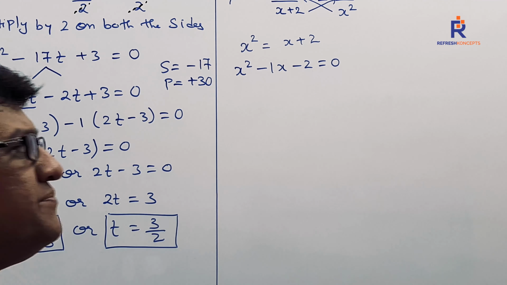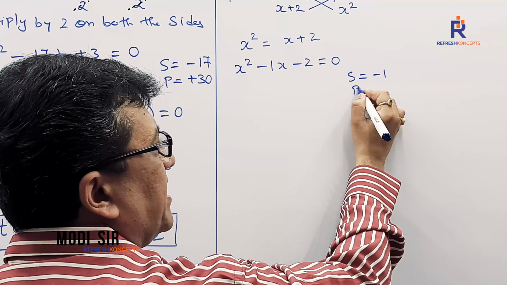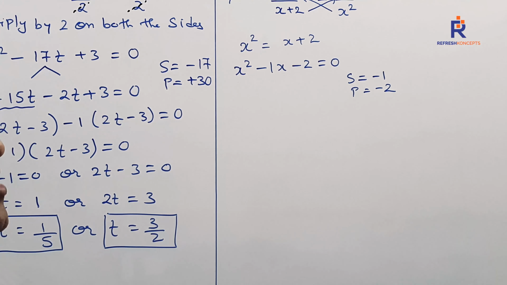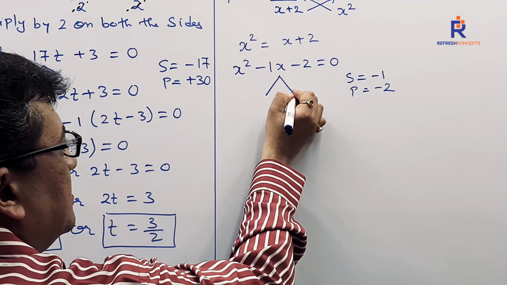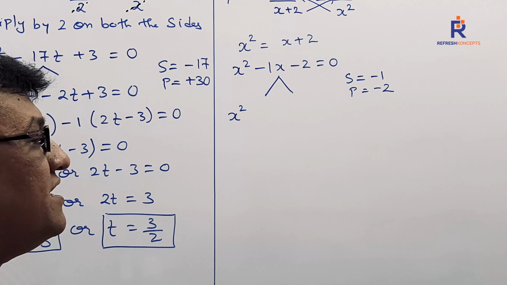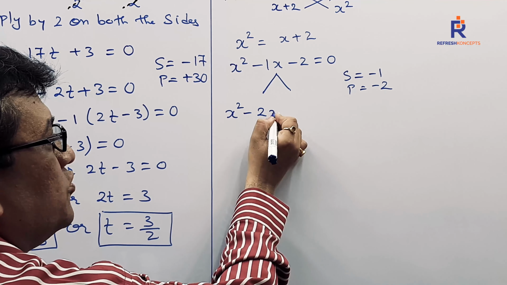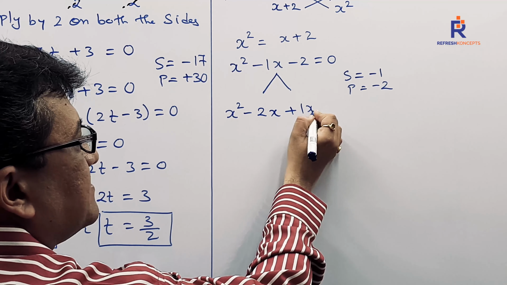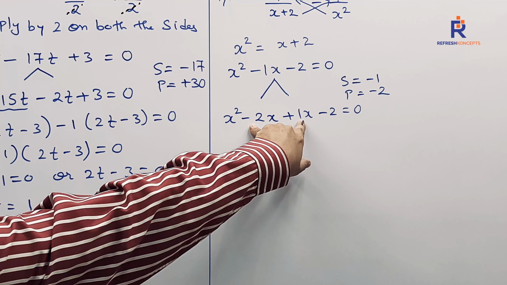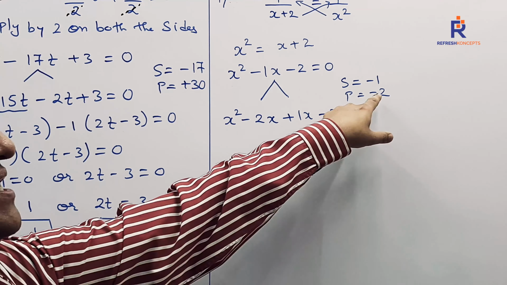Now, it's the same. What is my sum? My sum is minus 1. What is my product? Minus 2 into plus 1 is minus 2. So we need to split this one. Indeed, we are. So what are the numbers? Yes, children, any guesses from your end? Any idea? Those who said these numbers are absolutely correct. Minus 2x plus 1x minus 2 equals 0. Let's check, minus 2 plus 1 is minus 1. Minus 2 into plus 1 is minus 2.